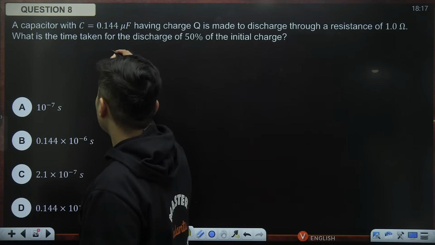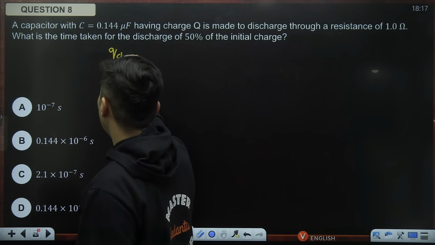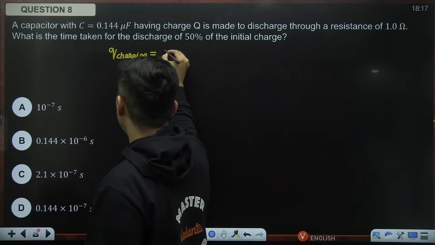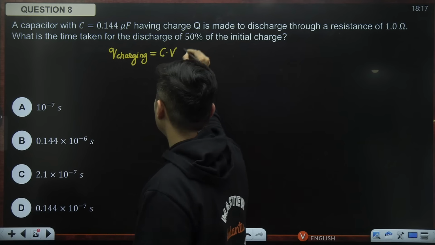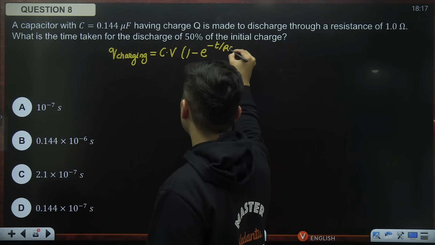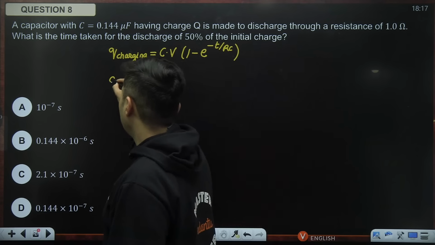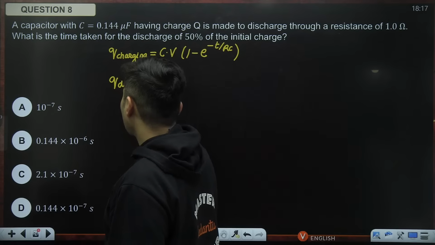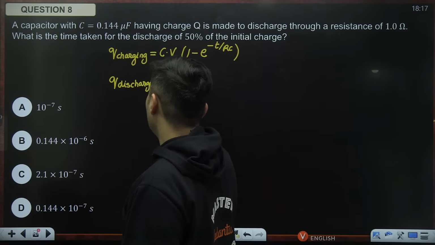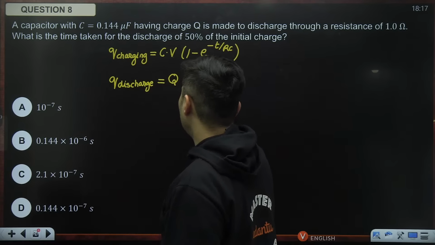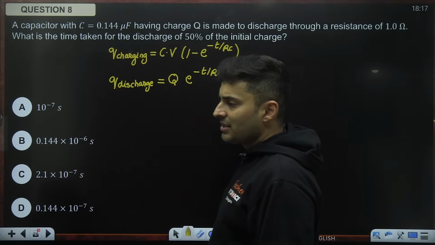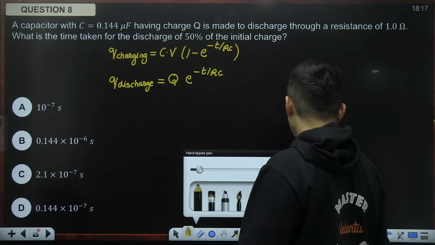For example, the charge while you are charging is given by capacitance into the voltage into 1 minus e raised to minus time divided by RC. And the charge while you are discharging is given by the original charge into e to the power negative t divided by RC. So these are the formulas which, if you remember, will be helpful.